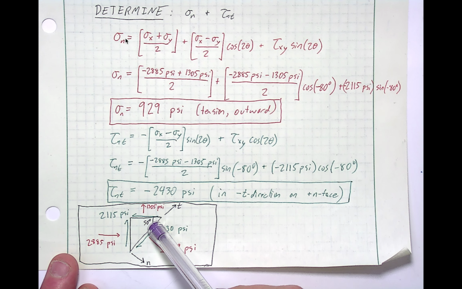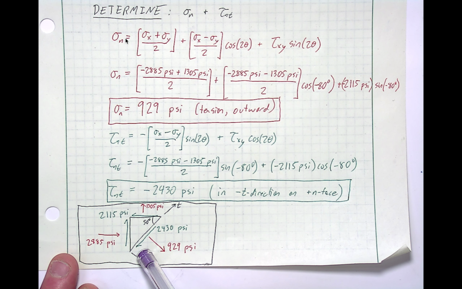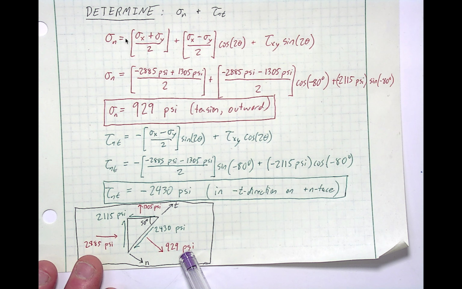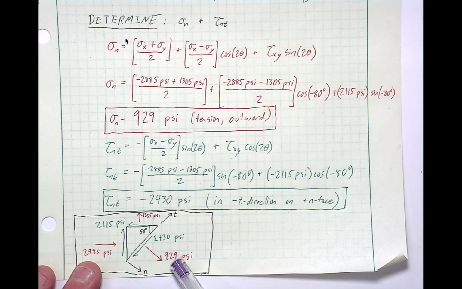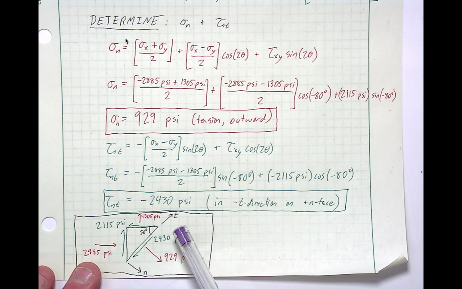Here's our 50-degree angle. Again, that was originally drawn down here, but that's the same angle as up here. And we have our outward normal, so a tension stress that we determined right here, 929 psi on the end face. The shear stress acting on that face has a magnitude of 2430 psi. And here we see this is on the positive end face, in the negative t direction, so counter to the t direction.